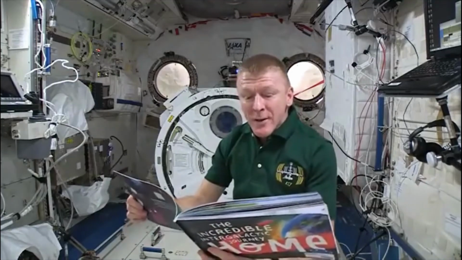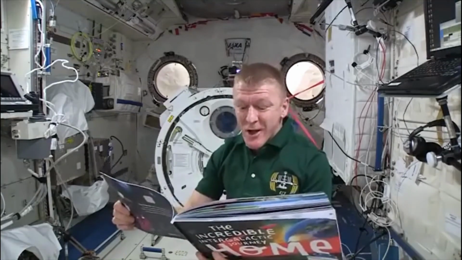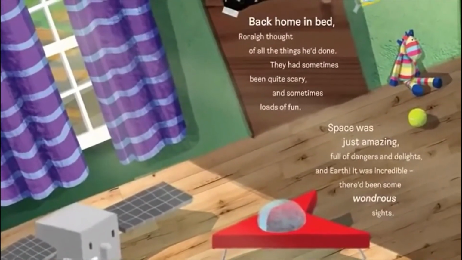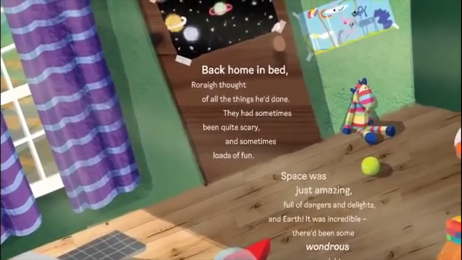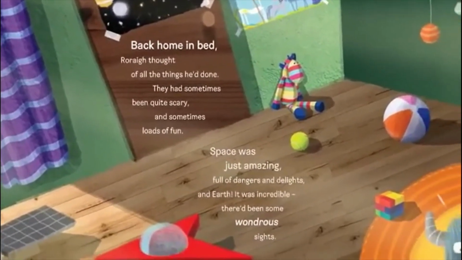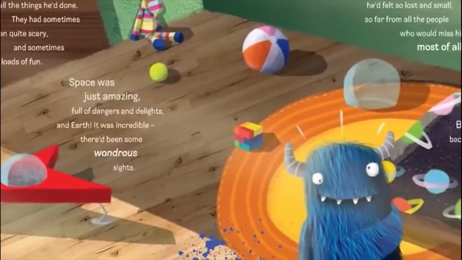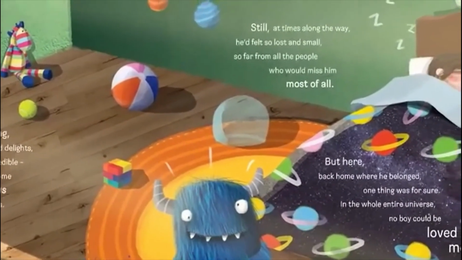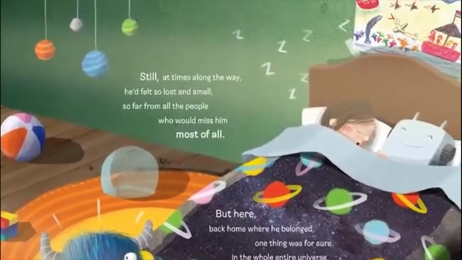Back home in bed, Rory thought of all the things he'd done. They had sometimes been quite scary, and sometimes loads of fun. Space was just amazing, full of dangers and delights. And Earth, it was incredible. There'd been some wondrous sights. Still, at times along the way, he'd felt so lost and small, so far from all the people who would miss him most of all. But here back home, where he belonged, one thing was for sure. In the whole entire universe, no boy could be loved more.